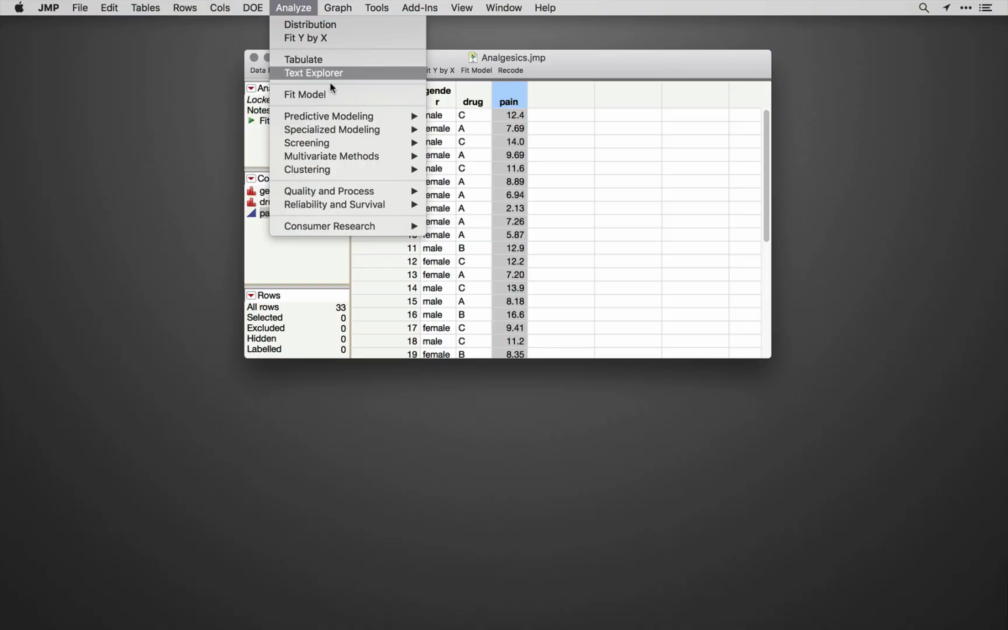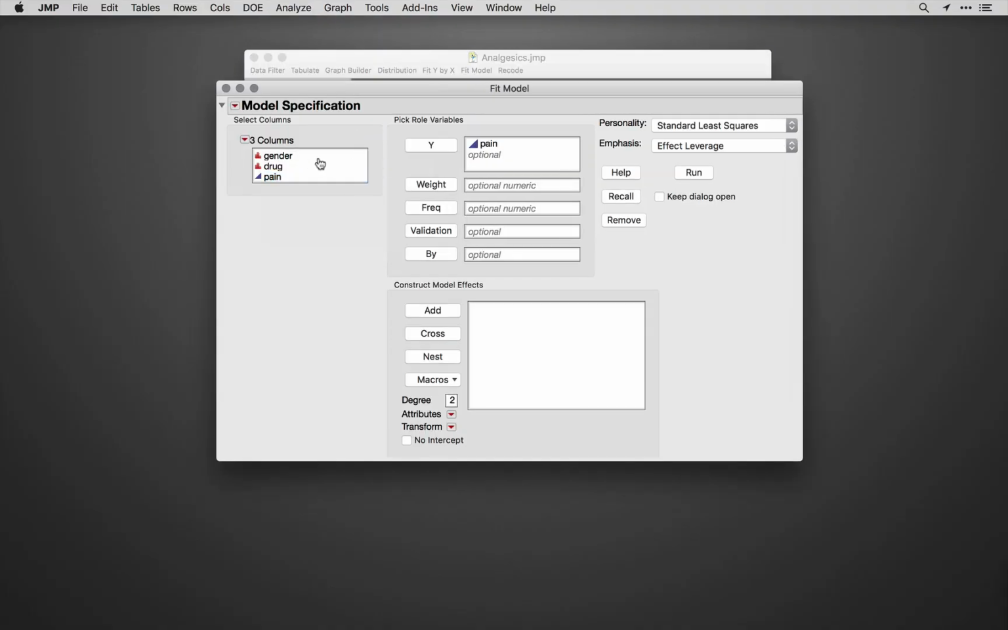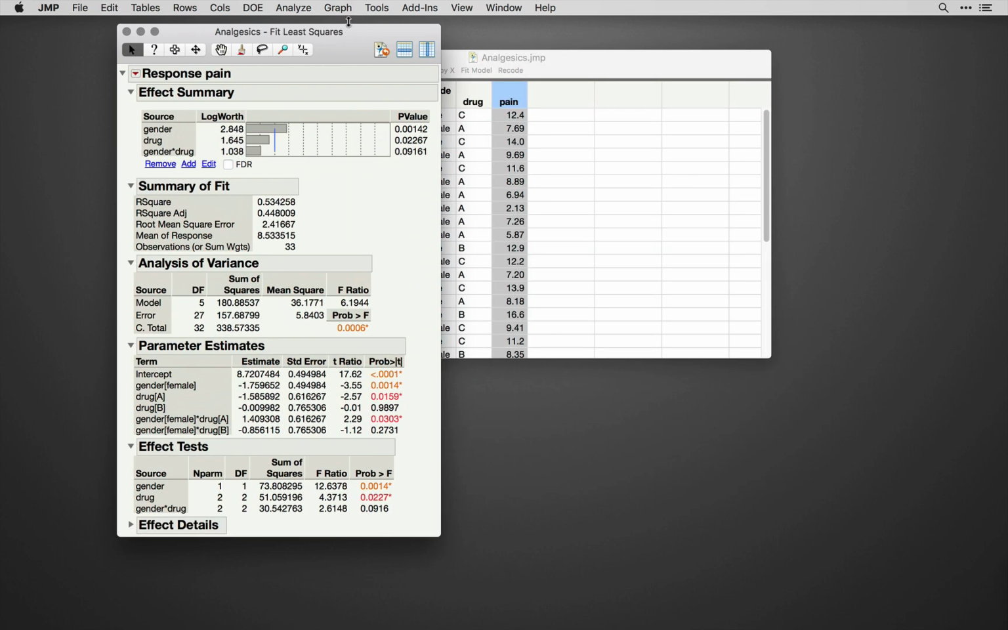What I want to show you is that we can do a couple other things with contrasts, or that contrasts are really the root of how a lot of the analysis of variance works anyway. So let's set up our model. We're predicting pain on the basis of the full factorial of these. So we have a main effect for gender, a main effect for drug, and then the gender by drug interaction. I'm going to change it to minimal report again and click run.